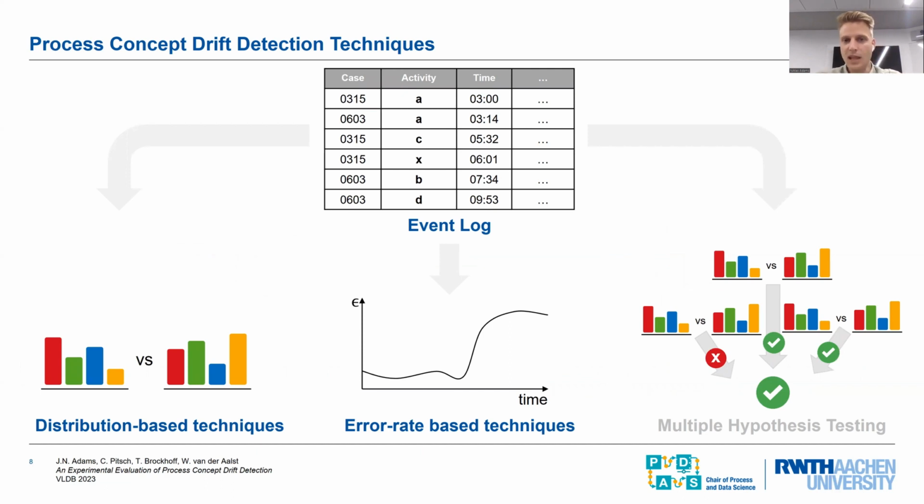And we start from this event log that we have. In an event log, we have different events, as the name already says, and every event is associated with one execution of the process, which is a so-called case, an activity, and a time when this happens. And then there can also be additional attributes for that. And typically we can have three different areas of techniques for how to detect such process concept drift.